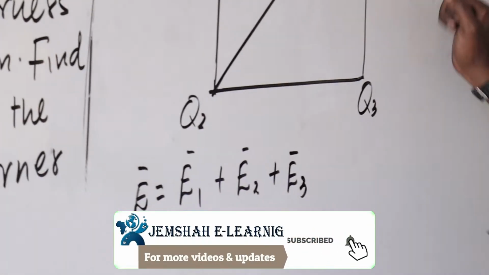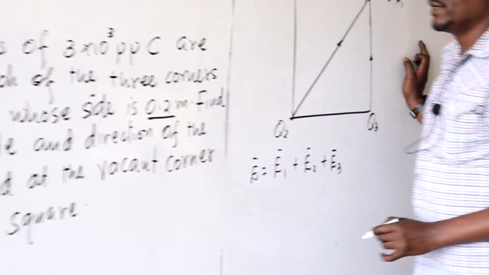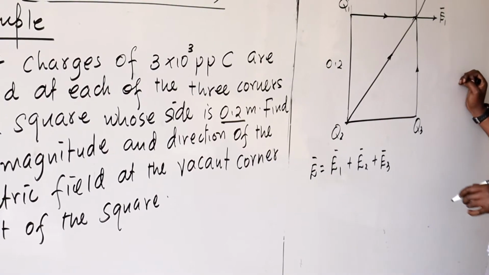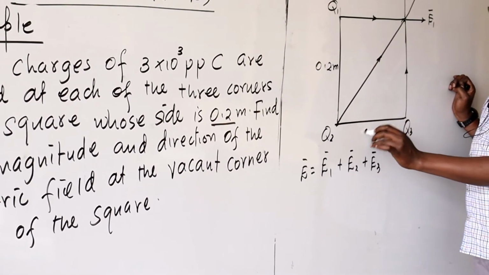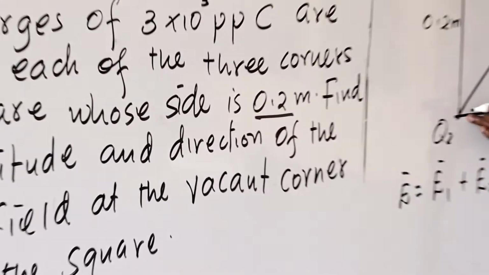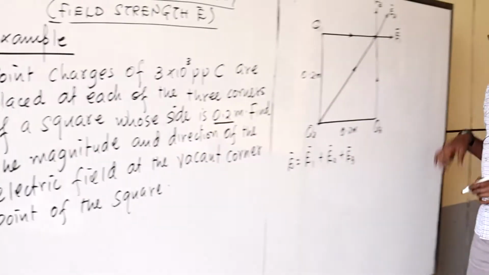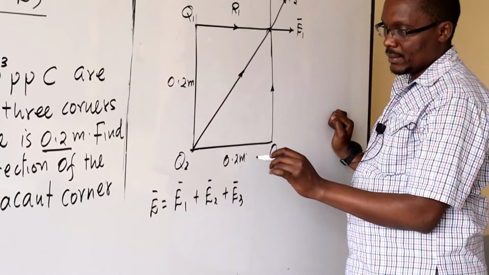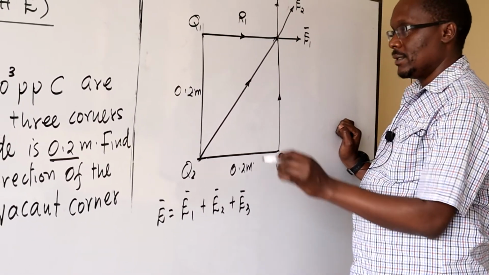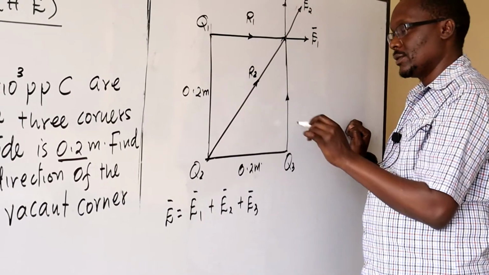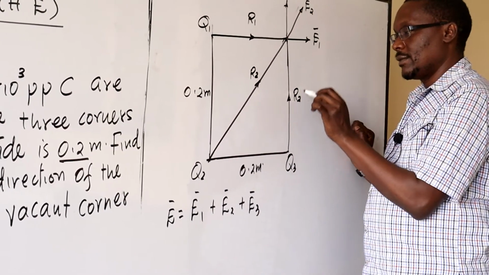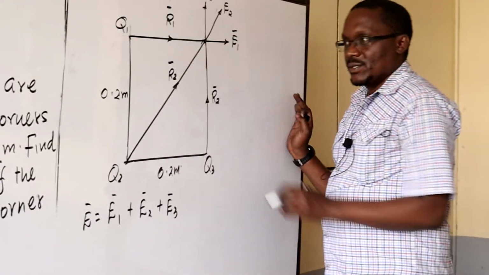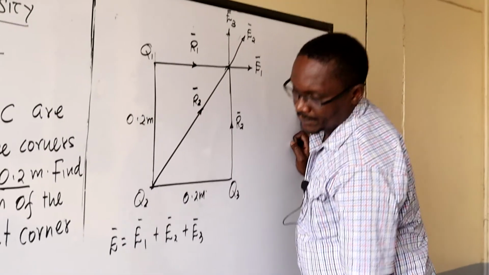And again, we've been given the lengths or the sides of the square. So this side is 0.2 meters, and this side is also 0.2 meters. So we need to compute this side also, so that we can get the value. This is R1, and this other one, due to Q2, let us call it R2. Due to this, call it R3. So as vectors, we can have the bars on top also.